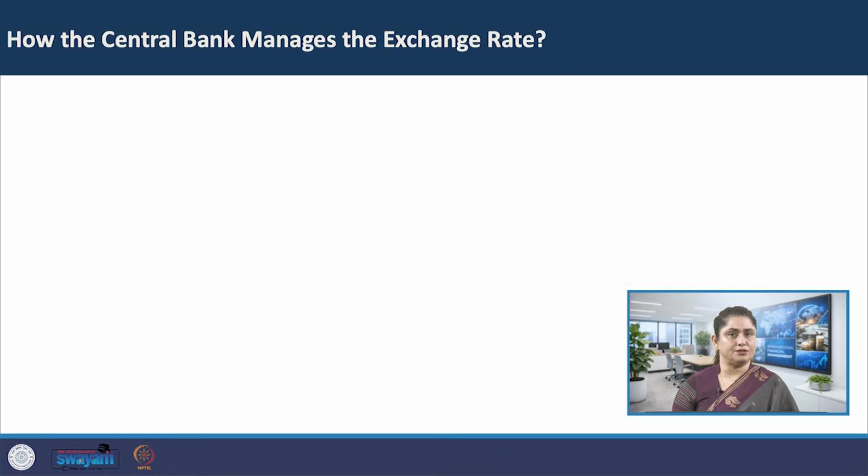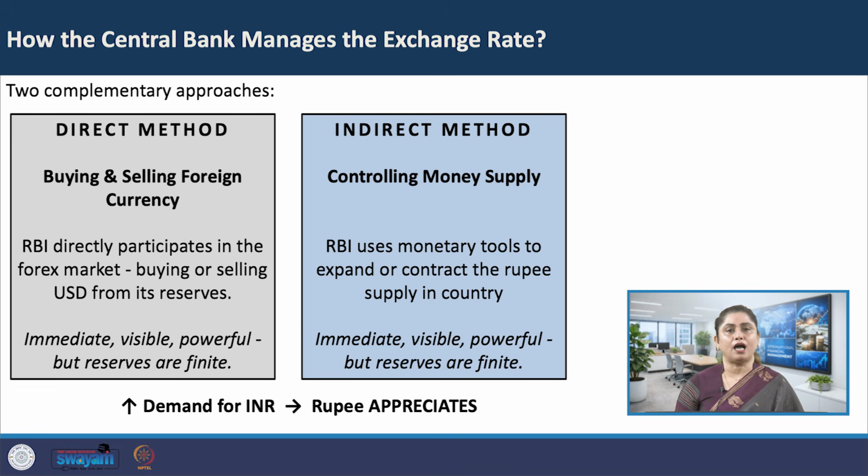We have already understood that RBI intervenes in foreign exchange market to manage the rupee. Now let us organize this intervention in two clear categories. That is, if the central bank wants to manage an exchange rate, what tools does it use in order to maintain that exchange rate? The interventions are in two clear categories. The first category is the direct method and the second is the indirect method. Now let us keep it very simple.